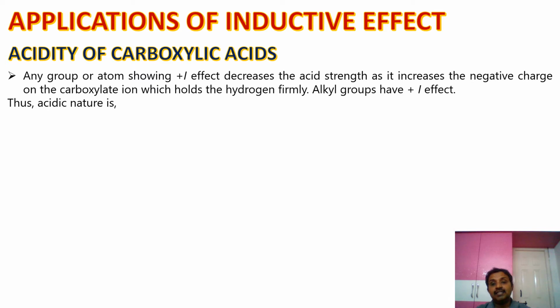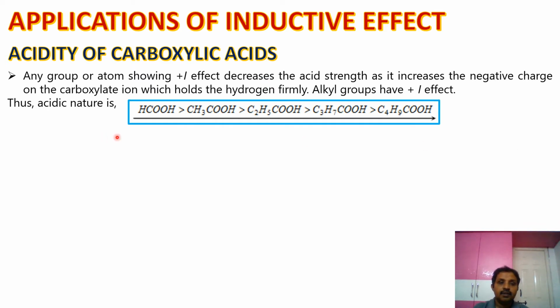decreases the acid strength, as it acquires negative charge on the carboxylate ion and holds the hydrogen atom firmly. An alkyl group, having positive inductive effect, as the positive inductive effect increases, what happens? The acidity of carboxylic acid decreases. Here, why the carboxylic acid? Let us discuss about this one here.